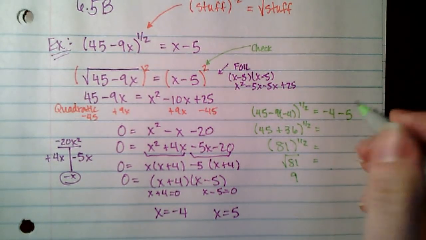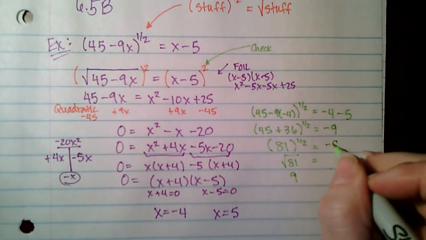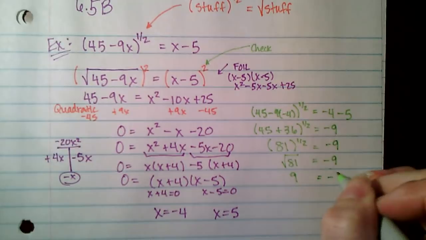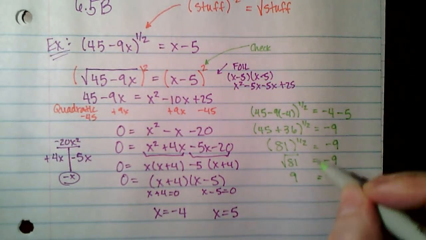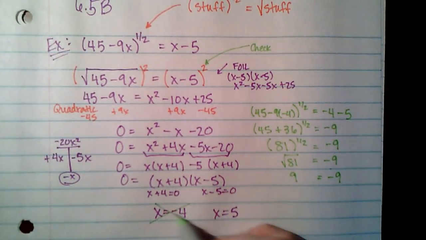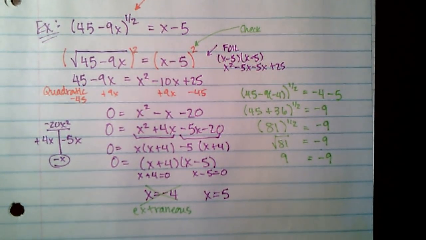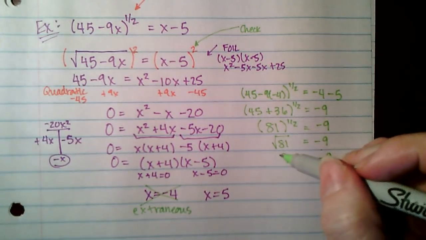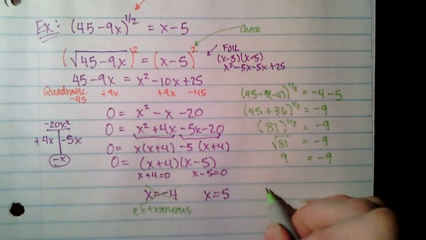Then I'm going to work the right-hand side. Negative 4 minus 5 is negative 9. Since there's no other work to do, I'll just carry that down to the bottom. And I ended up with 9 equals negative 9. Well, guess what, folks? 9 does not equal negative 9. So that means x equals negative 4 is what we call extraneous, meaning it is a root that we found, but it's not a valid solution to the equation. So we cross it out, and then we're going to check x equals 5, kind of the same way.